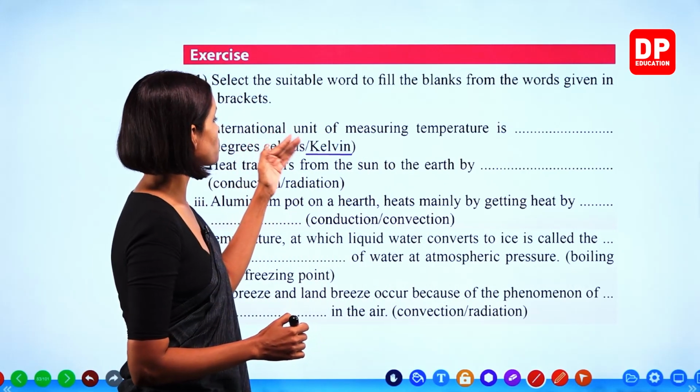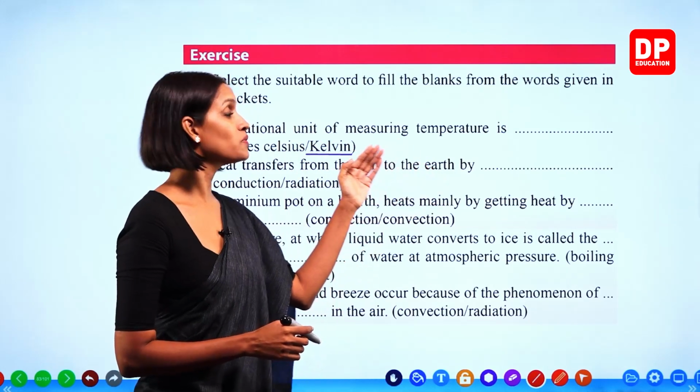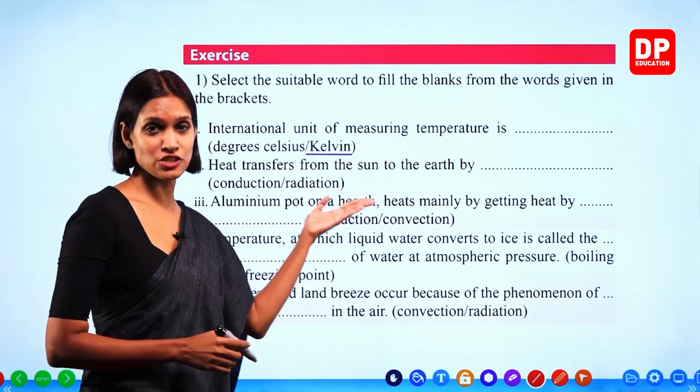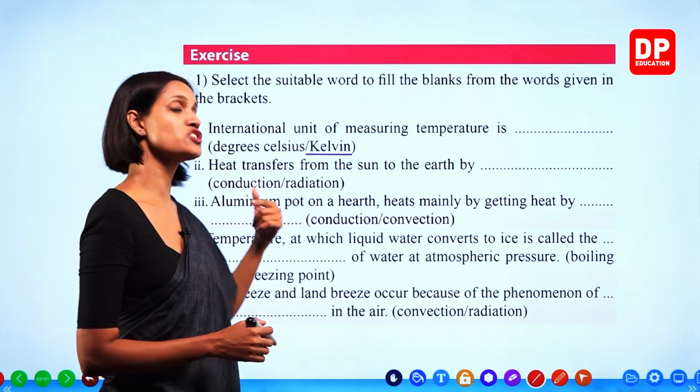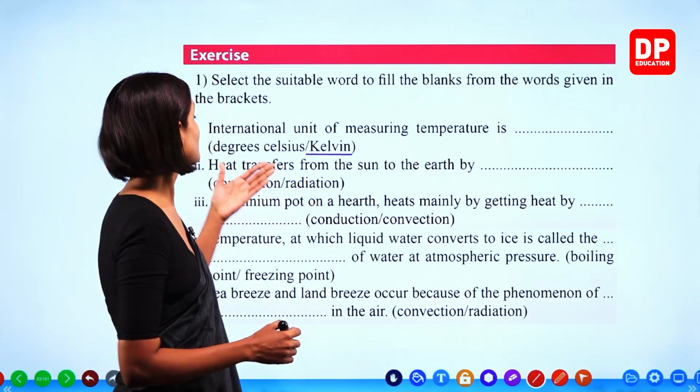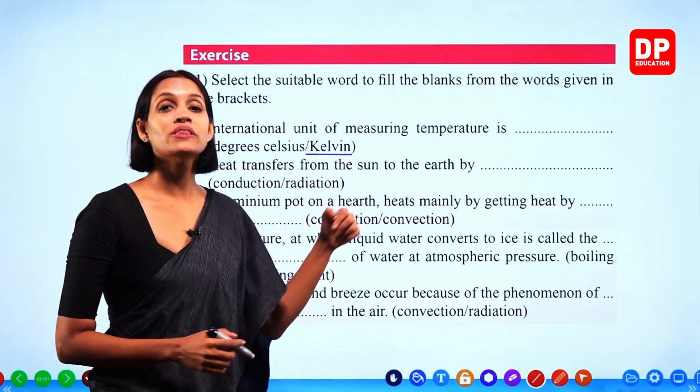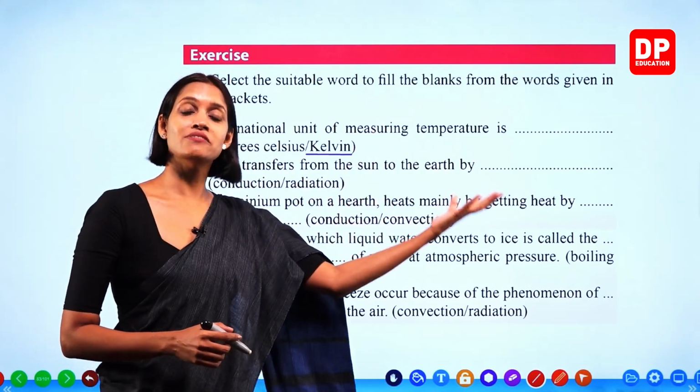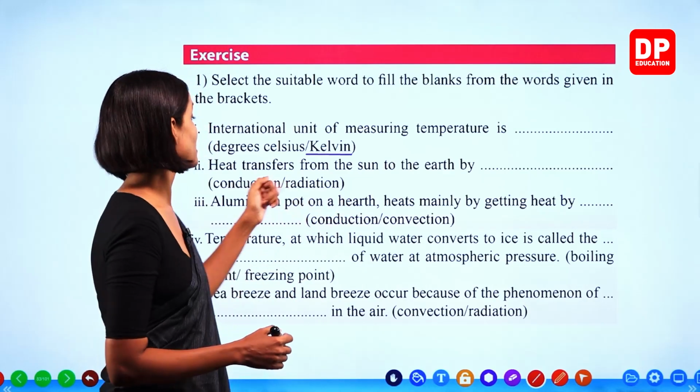Heat transfers from the sun to the earth by, what is the method? Radiation. Conduction. Conduction is the method of heat transfer through solids. Okay. Radiation. Without any medium, heat can travel from one place to another place by radiation.